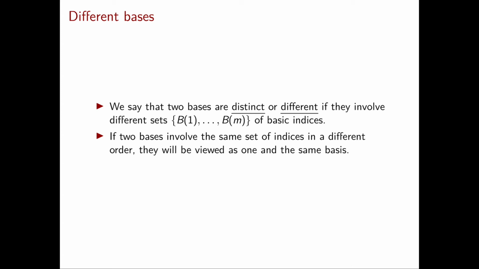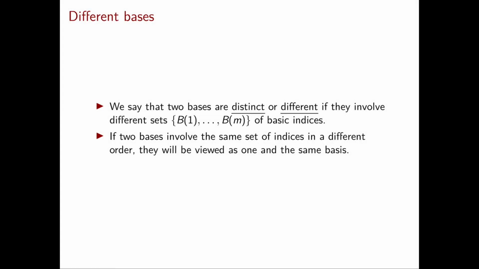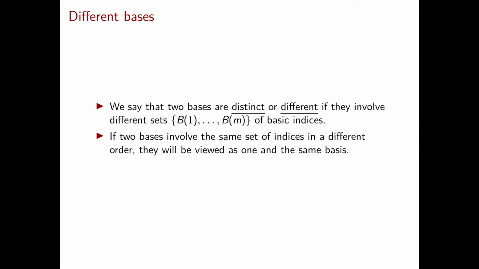And it will be important for us in the future to discuss bases being distinct or different. So let's formally define this here to avoid confusion. Two bases are said to be distinct or different if they involve different sets of basic indices. In particular, what I want to say with this definition is that if two bases involve the same set of indices just in a different order, we will consider them always as the same basis.